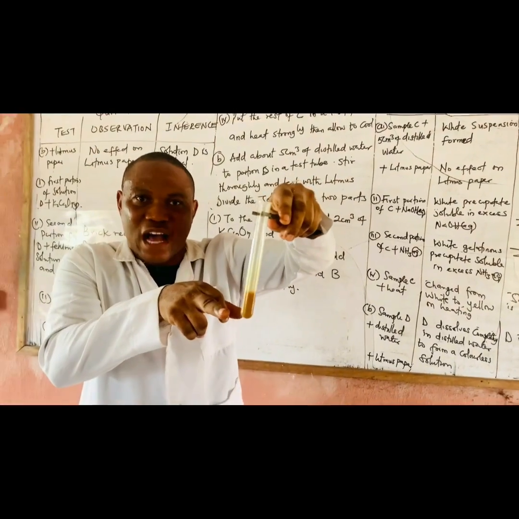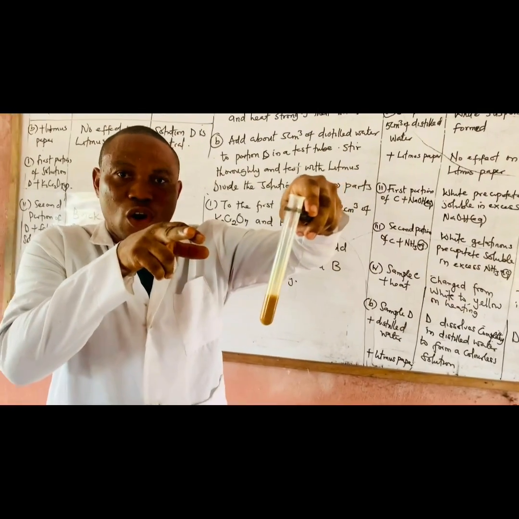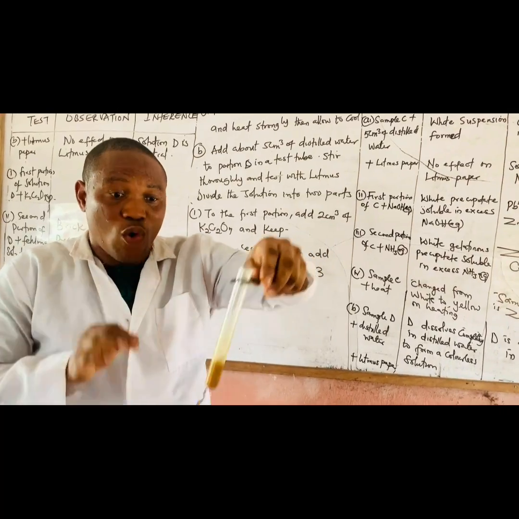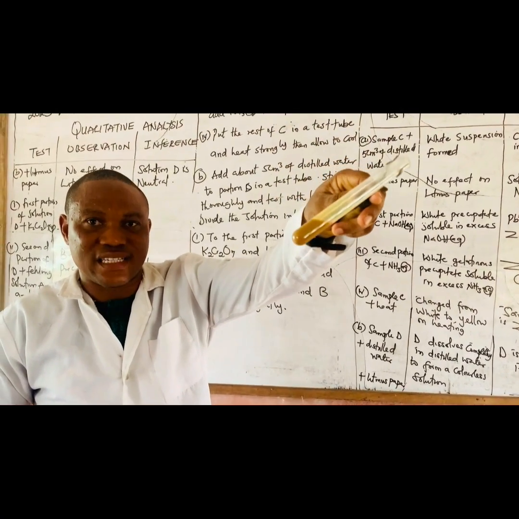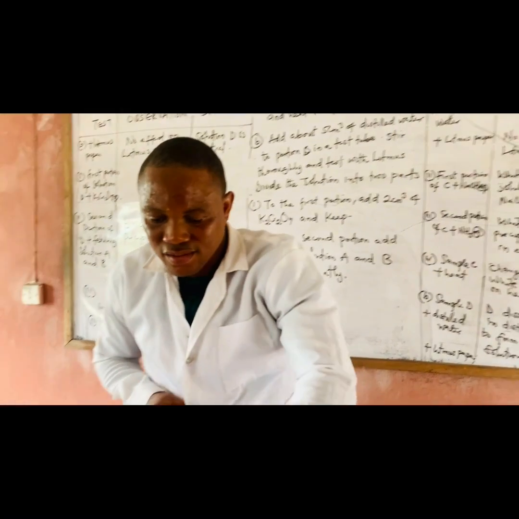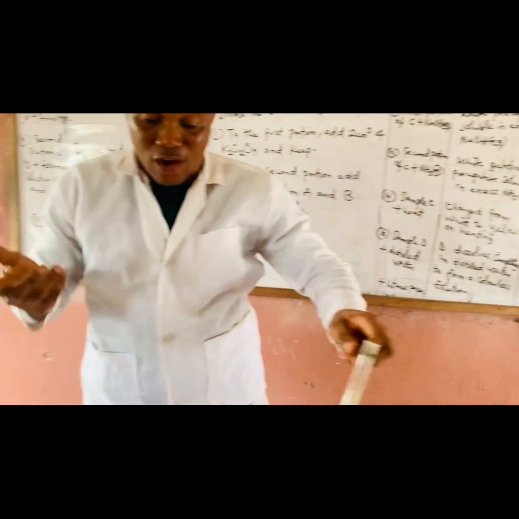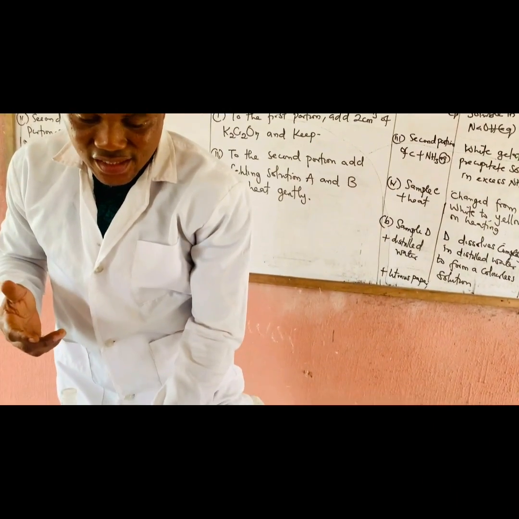So for this now, it means what? This very particular compound here is what? It's glucose because of the formation of a brick red. You can see a brick red. Some textbooks will say a brownish red. Yeah, some people say brownish, but I love to put brick red is confirmed.